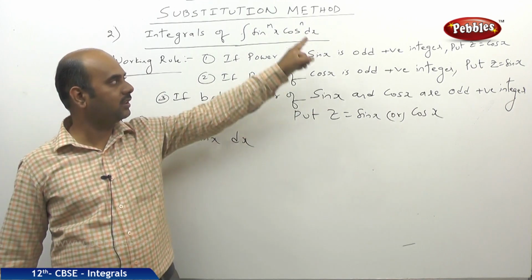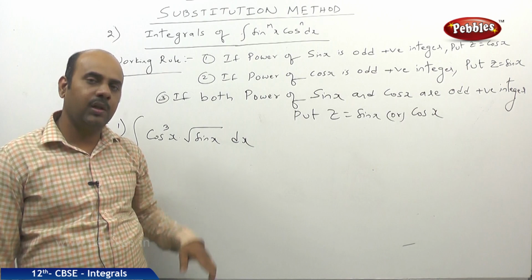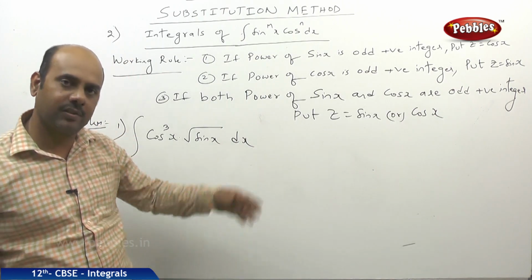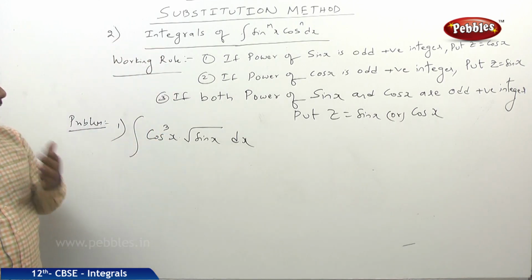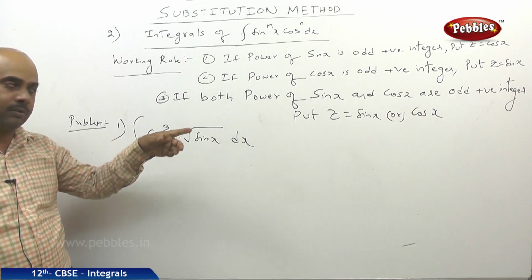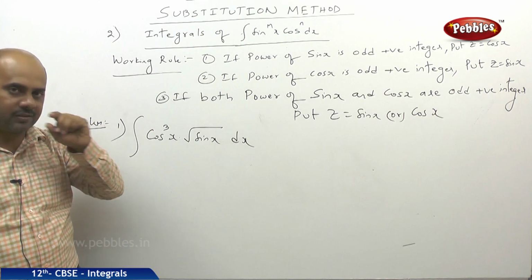If the power of cos x is odd, then we need to put z is equal to sin x. If both the powers are odd numbers, then put either z is equal to sin x or z is equal to cos x. Now, I am repeating once again, observe carefully, integral of sin power m x into cos power n x dx.